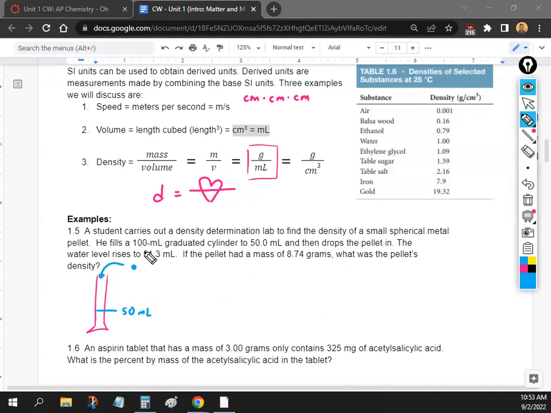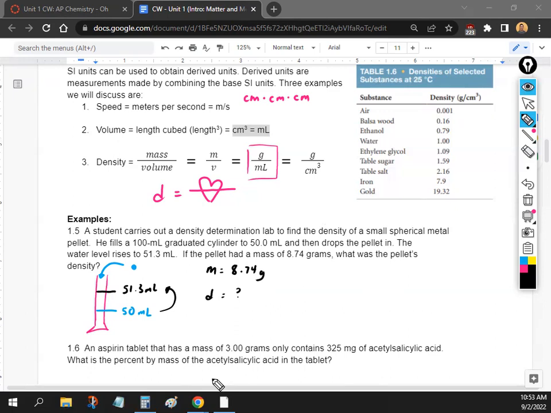Okay? After the pellet goes in, the water level rises to 51.3 milliliters. So it goes from 50 to 51.3. Okay. It says that the pellet has a mass of 8.74 grams. So I'm going to write that just so that we have it easy to look at, because reading is difficult for me. There's a lot of text and I want to have everything on the side. So the mass is 8.74. And then it asks, what is the pellet's density? So we're looking for density.